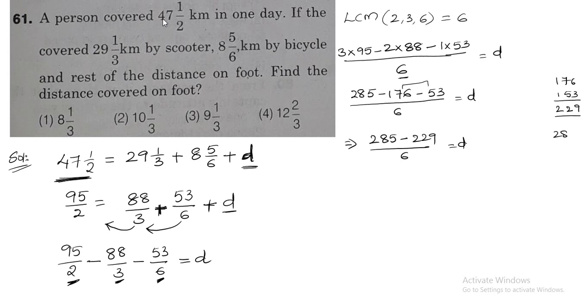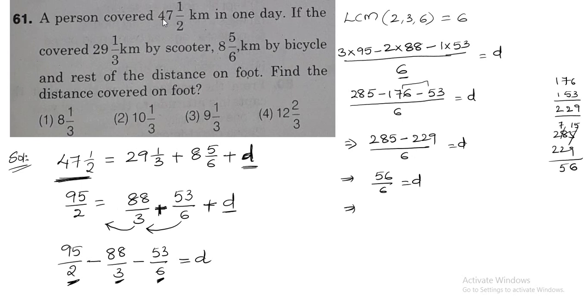Now from 285 I need to subtract this 229. So this 5 I cannot subtract 9, so I need to take a borrow. Then this becomes 7 and this becomes 15. So 15 minus 9 is 6, 7 minus 2 is 5. So hence the value is 56 divided by 6 is equal to D.